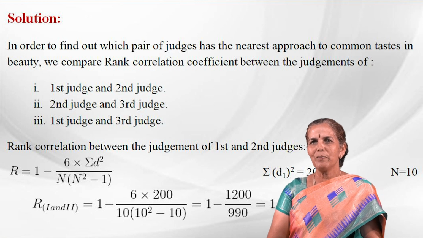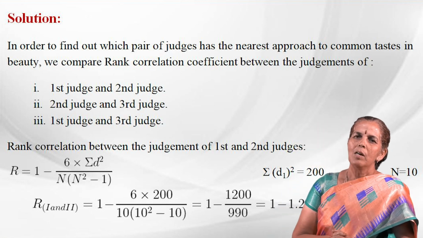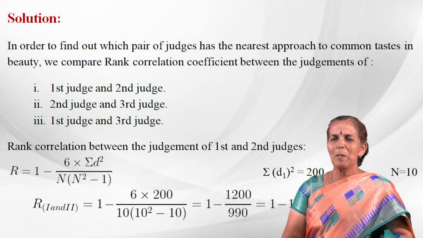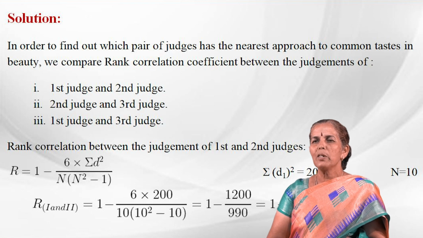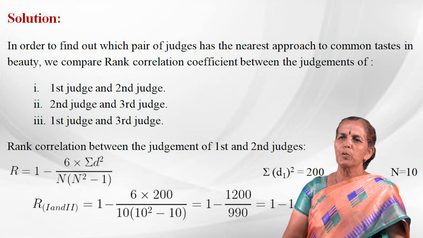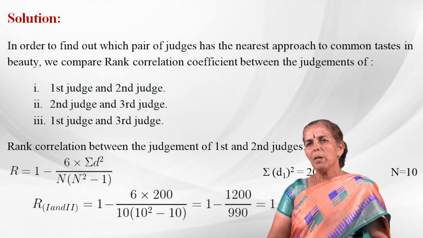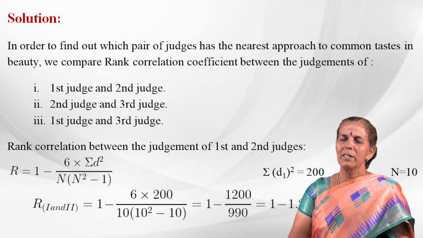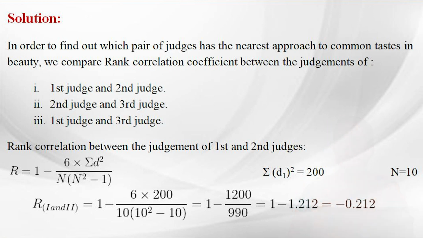The rank correlation coefficient between the first and second judge: rho equals 1 minus 6 into summation D squared over n into n squared minus 1. From the table, we got summation D1 squared equal to 200 and n equal to 10. Substituting this in the formula: 1 minus 6 into 200 divided by 10 into 10 squared minus 1, that equals 1 minus 1200 over 990, which is 1 minus 1.212, that equals minus 0.212.